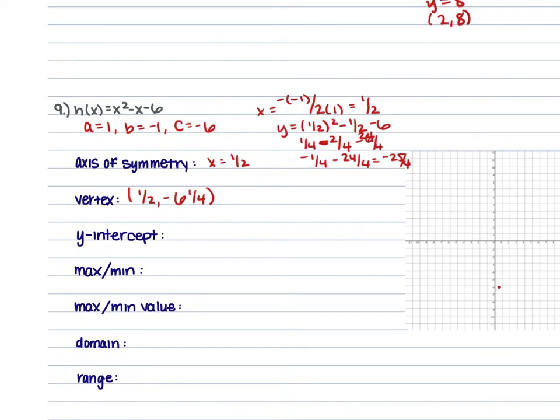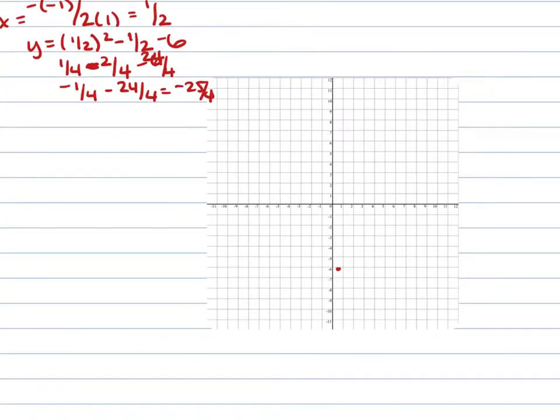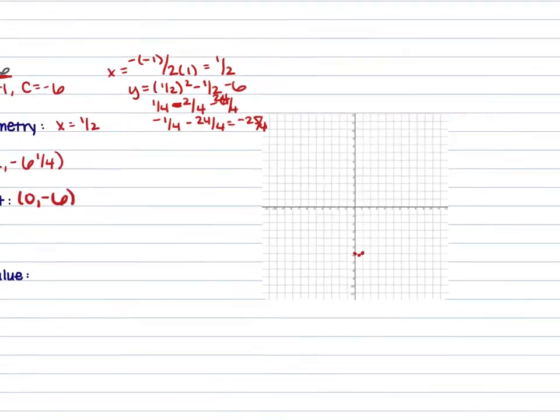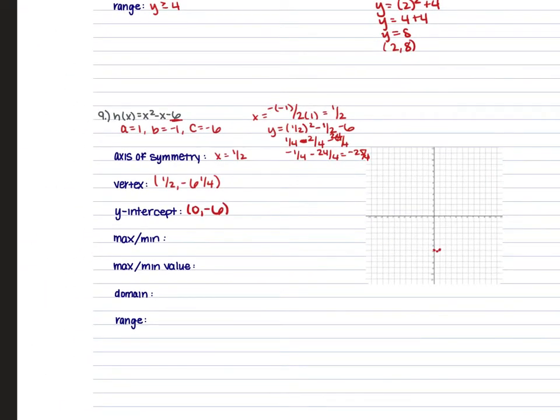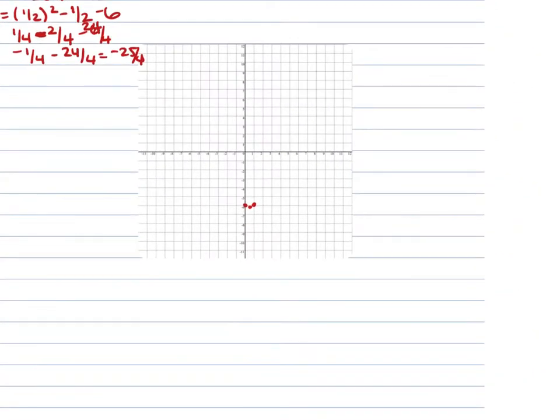From there, our y-intercept is that value of negative 6. So that's (0, -6). We can plot that point as well. So that's going to be these 2 points. We have a minimum value because a is positive. That minimum value is negative 6 and 1/4. We have our domain of all real numbers, and our range is y is greater than or equal to negative 6 and 1/4.